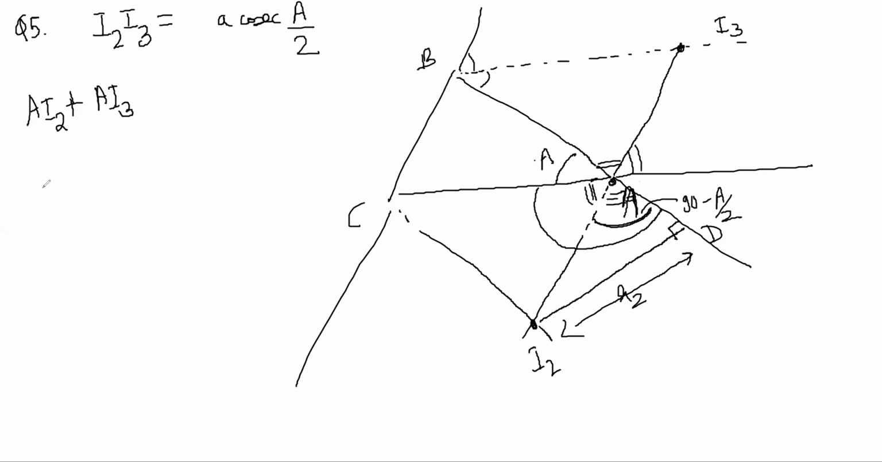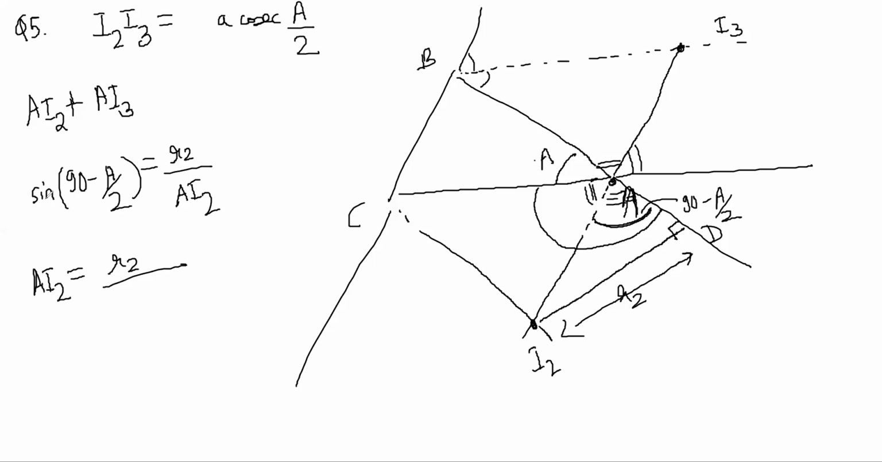So I do sine of 90 minus A by 2 is equal to perpendicular, R2, by hypotenuse, AI2, right? AI2 will be equal to R2 by sine of 90 minus B by 2, which is cos of B by 2, right? So R2 by cos of B by 2 is your AI2.